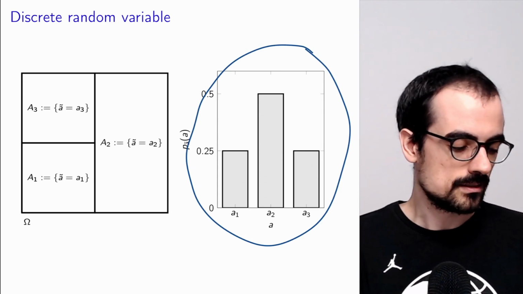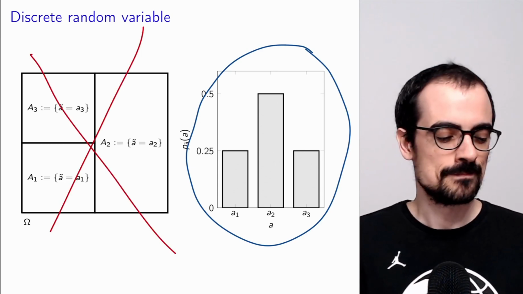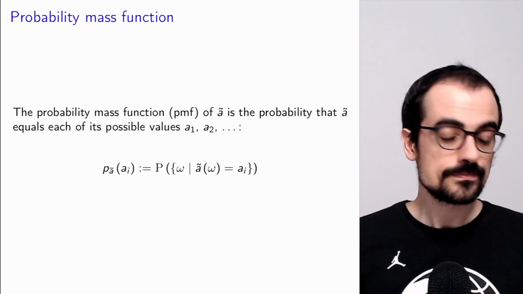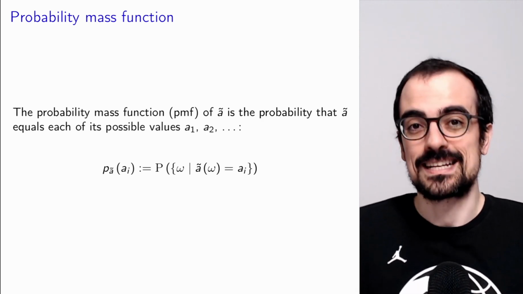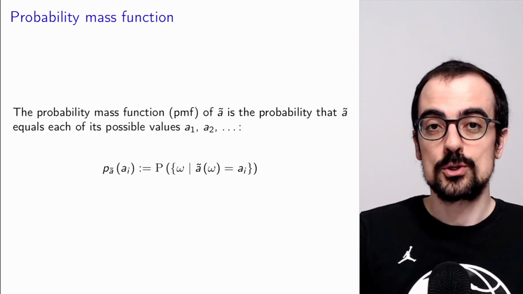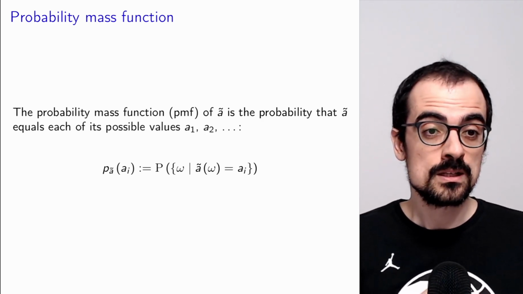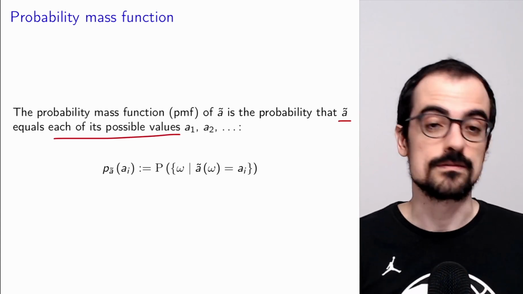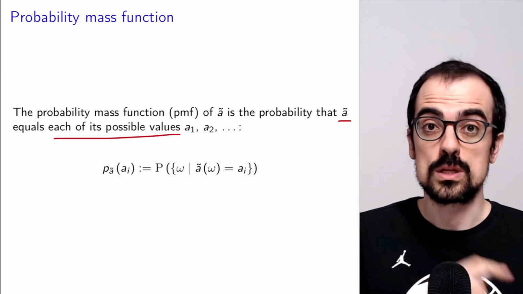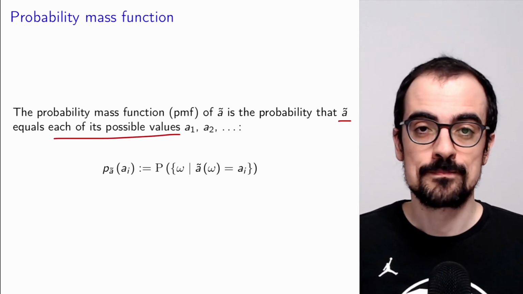We forget about the underlying probability space. The probability mass function is the user interface of the discrete random variable, in the sense that that's what we really use to compute probabilities associated to the random variable. It tells us the probability that the random variable equals each of its possible values. This is what we actually estimate from data.